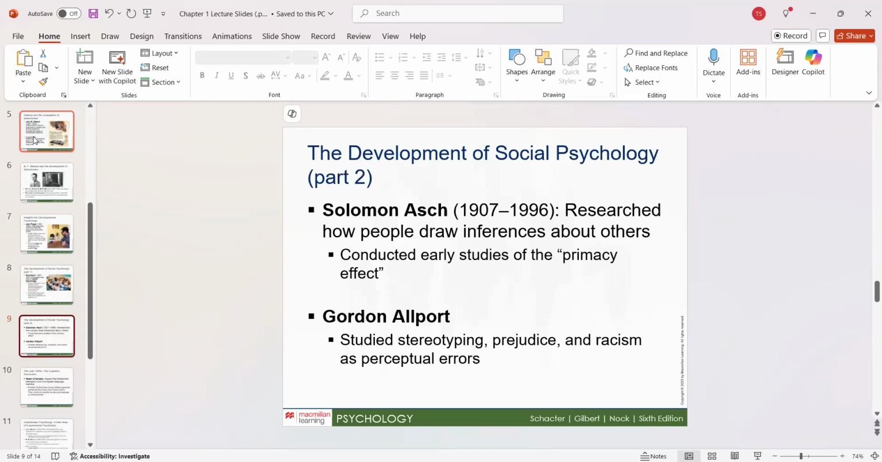Gordon Allport, he studied another topic that is very, very sensitive in today's times. It has been sensitive for quite a while.